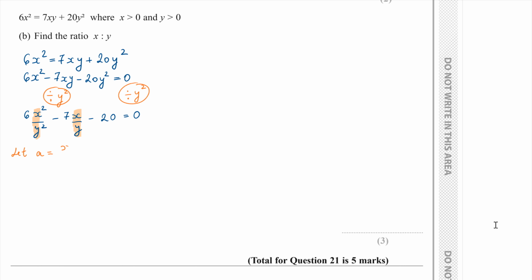Let a equals x over y. Then we have 6a squared minus 7a minus 20 equals 0. Now we can solve it as a quadratic equation. If you want, go ahead and solve it with a quadratic formula. I'm going to demonstrate this with the factorization method. To get started, we need to multiply the coefficient of the first term by the coefficient of the last term. 6 times minus 20. This is minus 120. And we need to find the factor pair of minus 120 that adds up to minus 7.